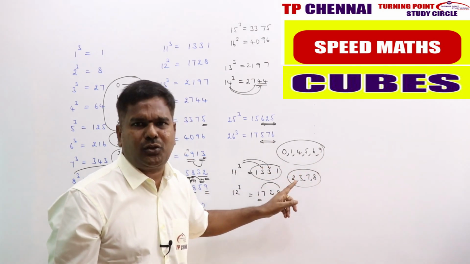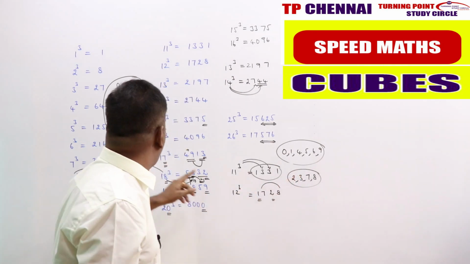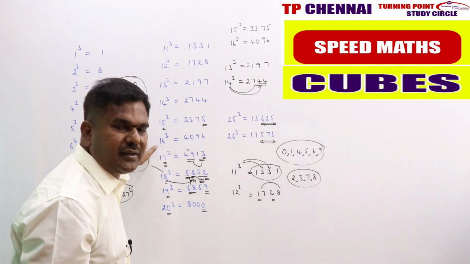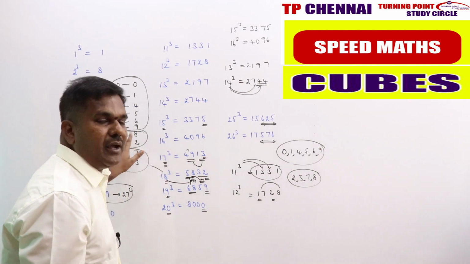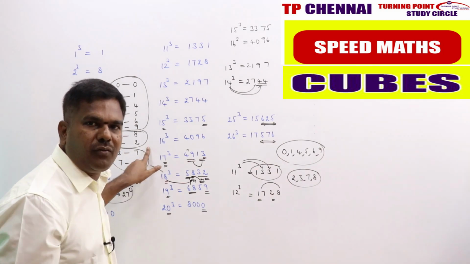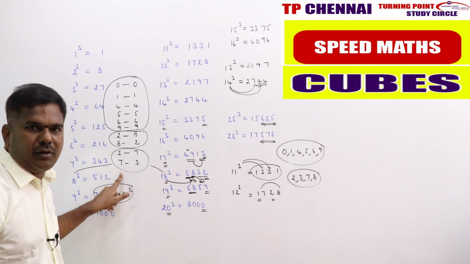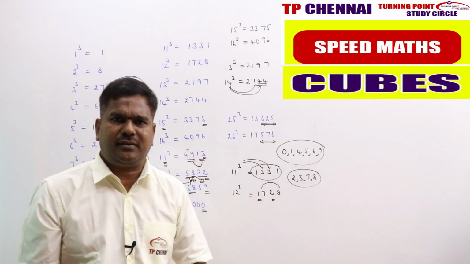So it's very easy to remember. Are you getting? Whenever a number is ending with a 0, 1, 4, 5, 6, 9, the cube root also will be ending with a 0, 1, 4, 5, 6, 9. Whenever a number is ending with a 2, the cube root will be ending with 8. Whenever a number is ending with 8, the cube root will be 2. For 3, it will be 7. For 7, whenever a number is ending with 7, the cube root will be ending with 3. That's it, as simple as it is.